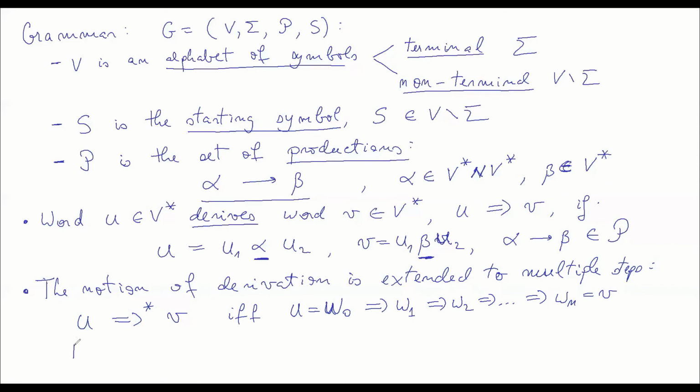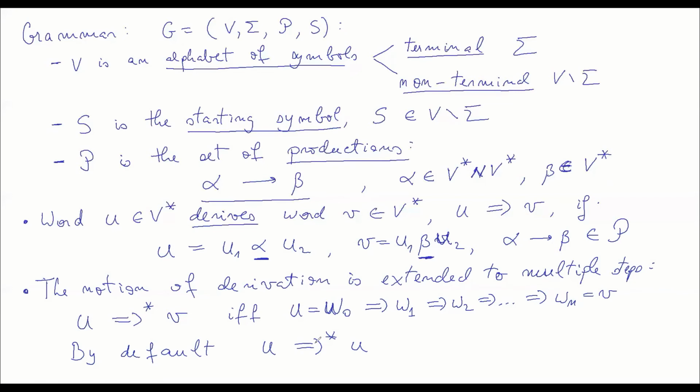And we also have this agreement that by default we always say that U derives U. So this is really in 0 steps. You don't have to do anything, but we include it by default in this notion of derivation.